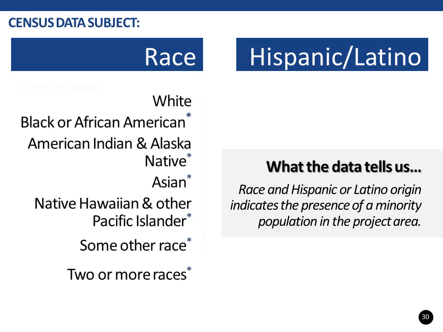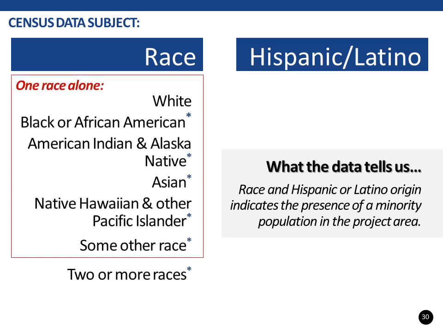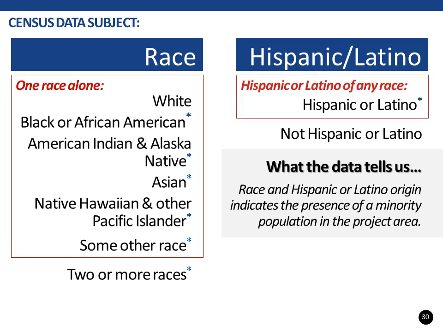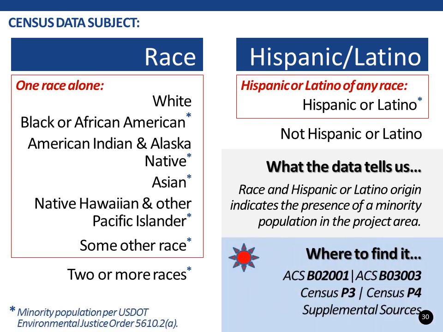The census includes race categories for single races alone and two or more races. The data also indicates the population that is Hispanic or Latino of any race and the population that is not of this origin. Categories marked by an asterisk are included in the definition for minority. You can find this information in the American Community Survey and U.S. Census data under the noted table ID numbers. Supplemental sources like those mentioned in the previous section of the video may also be of help.